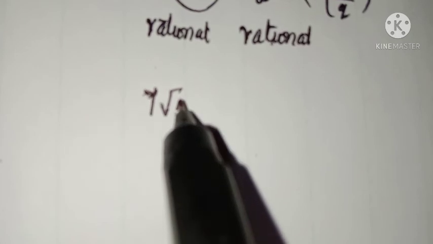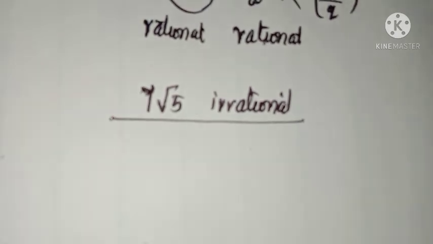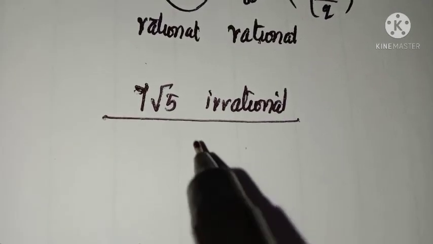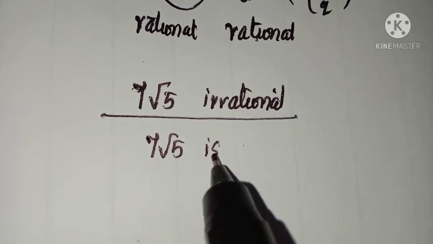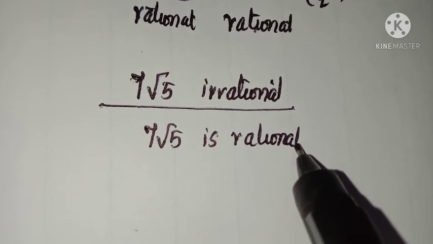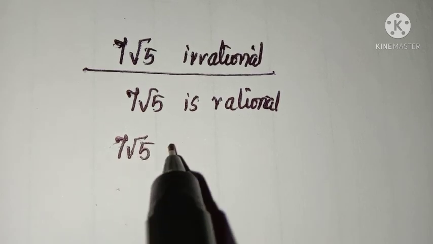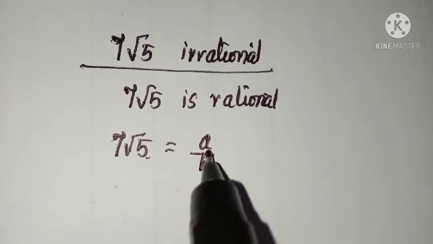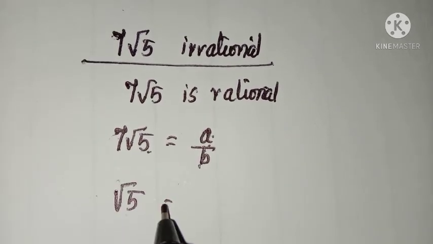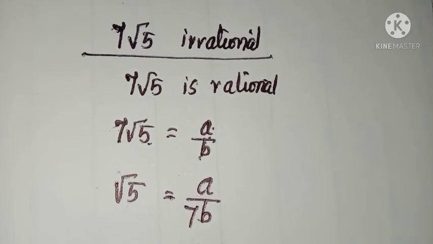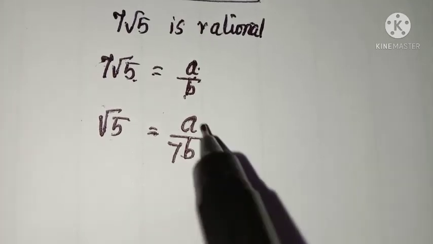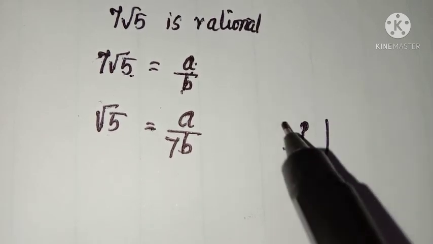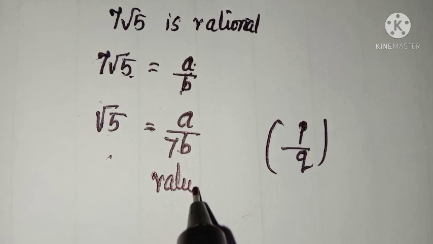Okay. Similarly, another question, 7 root 5 is irrational. We need to prove 7 root 5 is irrational. So assume by contradiction 7 root 5 is rational. If it is rational, then 7 root 5 can be written as a by b. So what is root 5? Root 5 is equal to a by 7b. Now look here, a by 7b is of the form p by q. p by q means rational number.